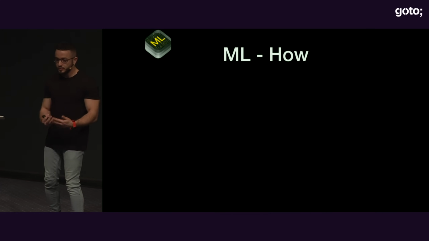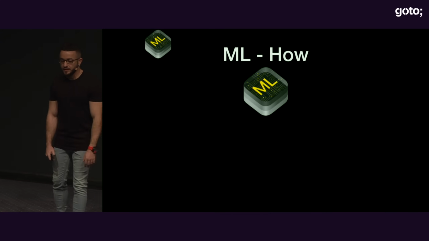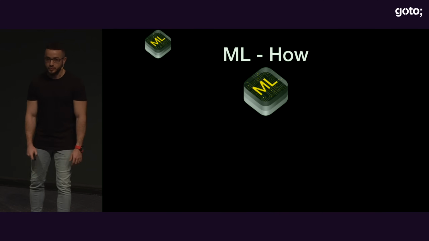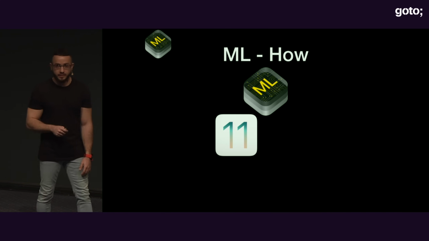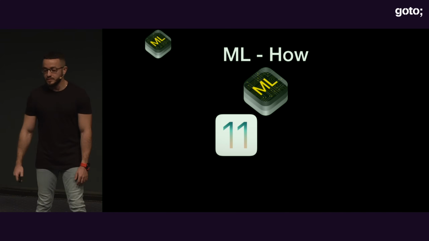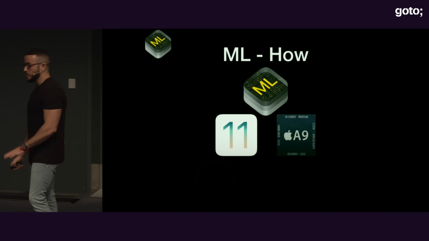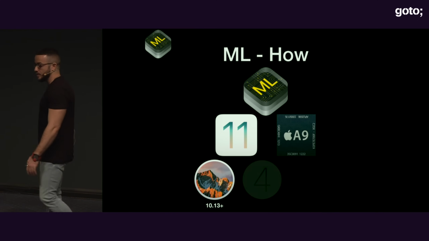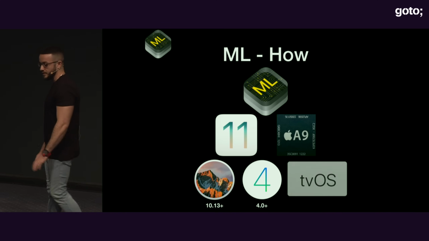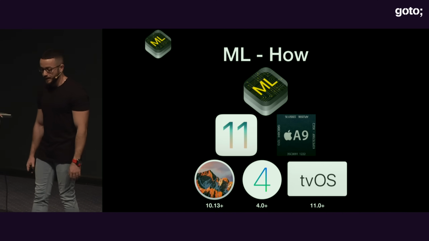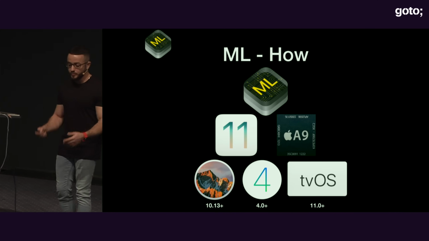How ML, which should be the most important part, is that on iOS we can achieve this using CoreML, so it's available on the same category of devices and OS. It's iOS 11 and above, A9 chip and above, but also available on macOS 10.13 and above, on Apple Watch 4 Plus, and on tvOS 11 Plus. So it's almost cross-platform among Apple products.